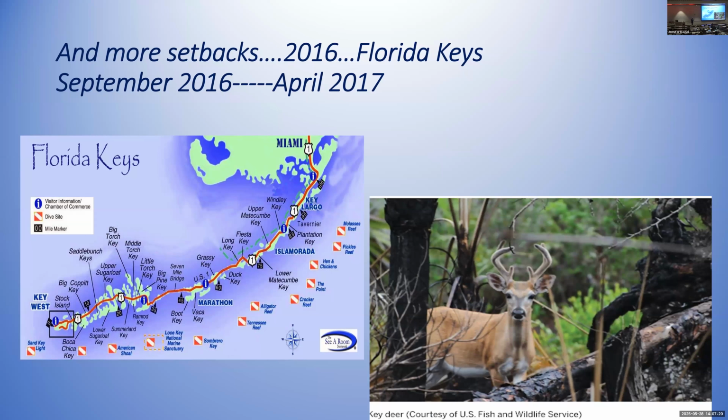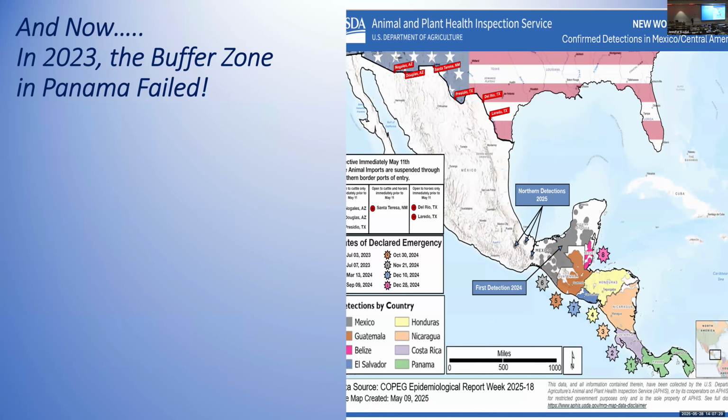That was a successful re-eradication, but the situation there is a whole lot different than the situation will be on the southwest border. So again, setbacks in the eradication program. Here we are now. This is the map as of May 9th. These are the endemic countries, all of Central America is now considered endemic, and these are the incursions north in Mexico. We're just a touch north of that Isthmus of Tehuantepec now. And those are the confirmed cases.